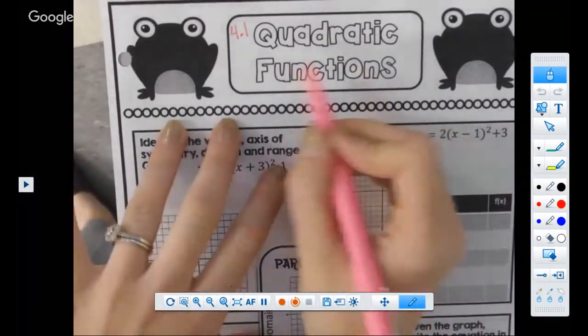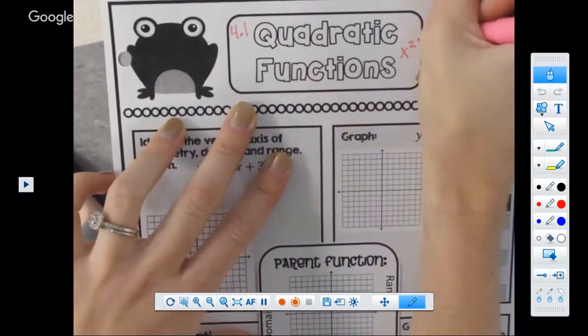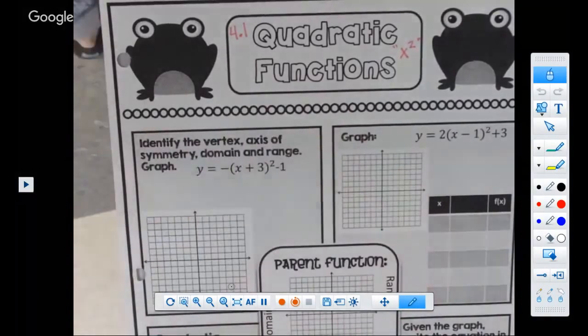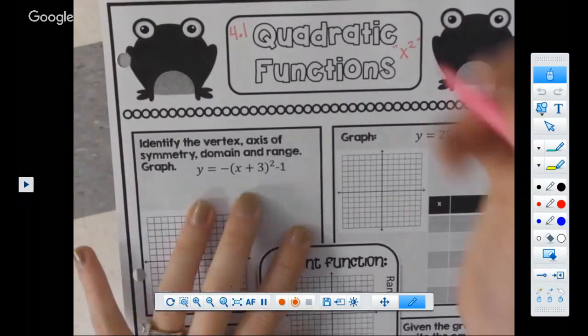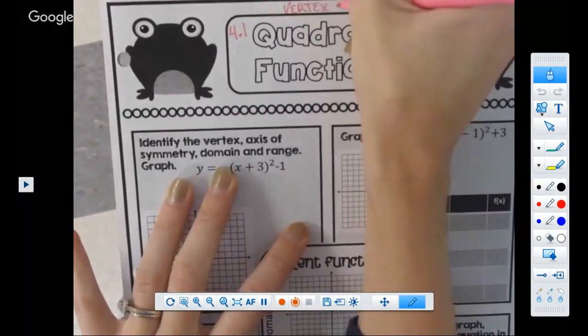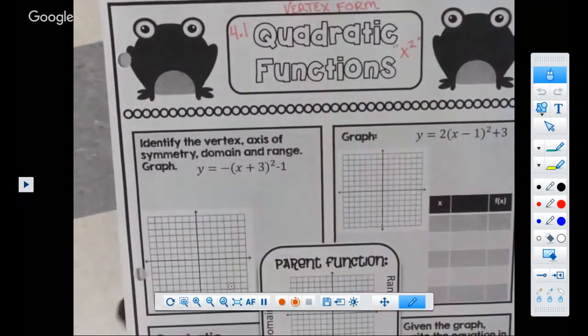Okay, we're looking at quadratic functions, and all quadratic functions have x squared terms, right? So everything that we do now is going to have x squared. The last bit we did was absolute value, right? We did linear, we did line. So now we're looking at quadratic functions, which are x squared terms. We're going to start with everything being in what we call vertex form.